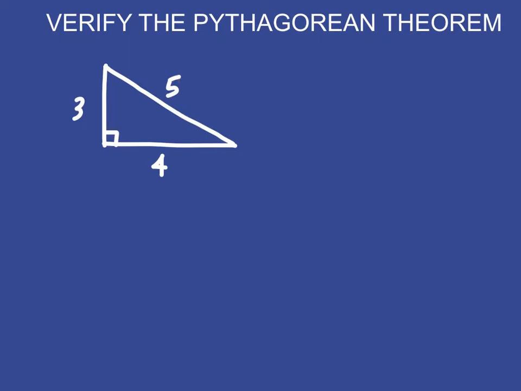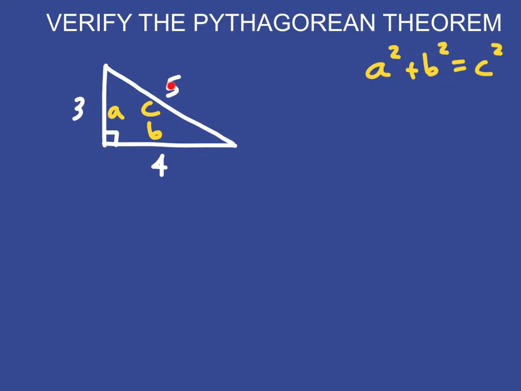Now, what I want to do is write out the Pythagorean theorem. A squared plus B squared is equal to C squared. And here's our A value, our B value, and our C value. The two legs, we can say that they are A and B, and the hypotenuse is always C. So if we plug these numbers in for A and for B and for C respectively, let's see what happens.